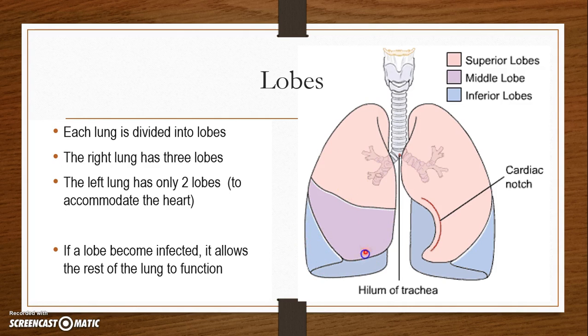Rather than shutting the entire right lung down, we're just going to shut down the inferior lobe on the right lung. This allows the rest of the right lung to function and all the left lung to function, which makes it much more efficient. If you had to shut down an entire lung, you wouldn't be able to get much oxygen in at all. However, by only shutting down one lobe, that allows the lungs to function as efficiently as possible.